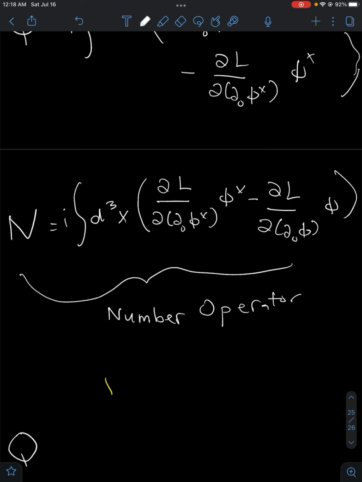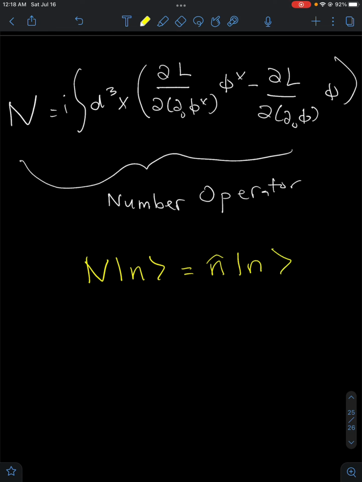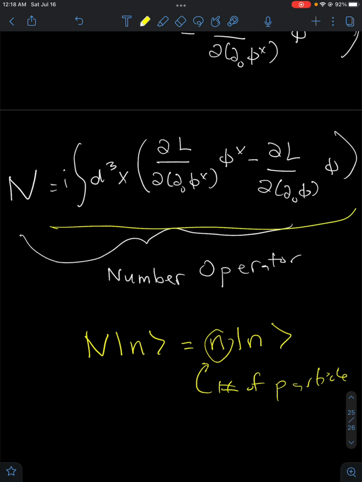if we multiply our n by a state with n particles, we'll get some eigenvalue n times n states, where this eigenvalue n is the number of particles in our system. And it turns out that this quantity is exactly what gives us that. So this is why we call this the number operator. You don't have to care about this too much for now. If you don't understand, that's fine. We'll get to that in the future.